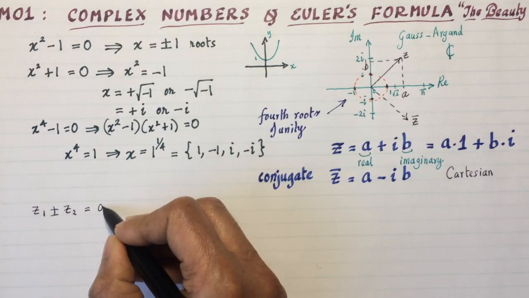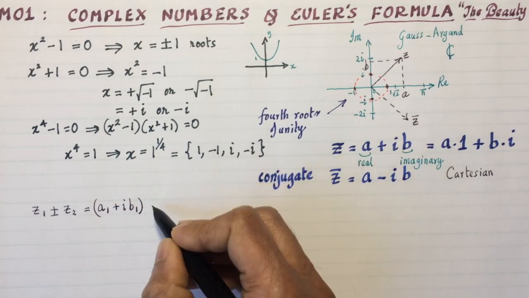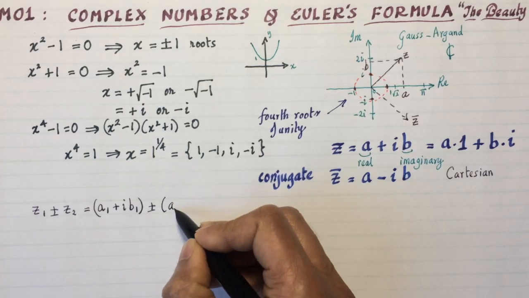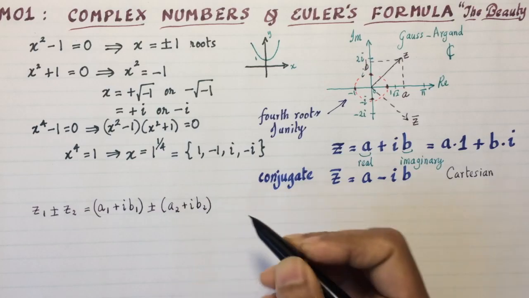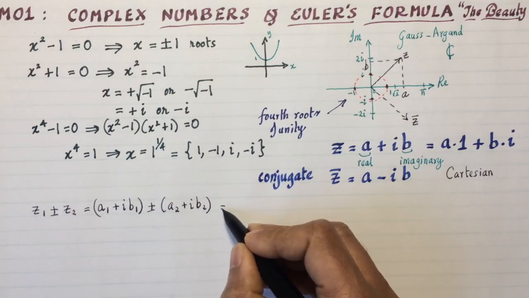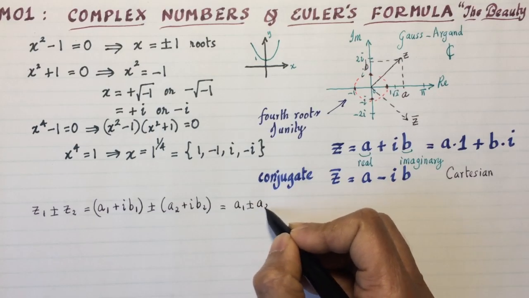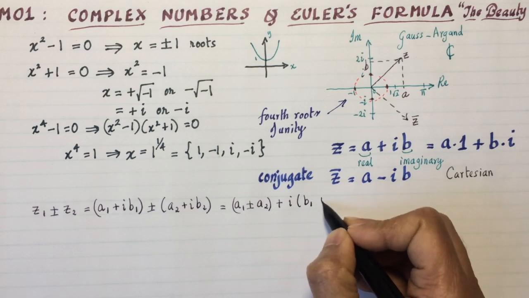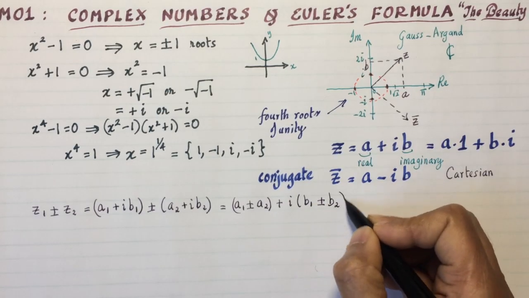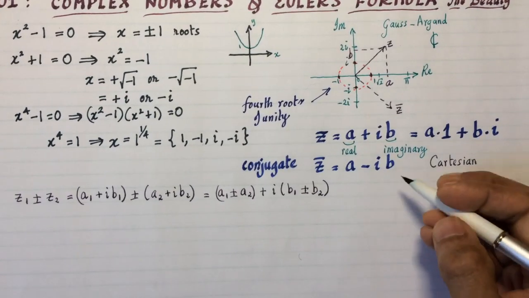So z1 is a1 plus ib1, let's say, and z2 is a2 plus ib2, where a1, b1, a2, and b2 are all real numbers. Well, that's just going to be the real parts added together or subtracted, plus i times b1 plus or minus b2. And that's your new complex number. If you try to plot this in your Argand diagram, what would you see?